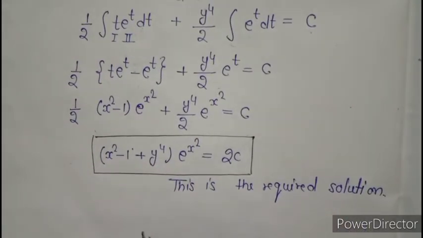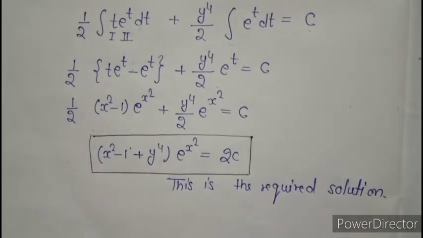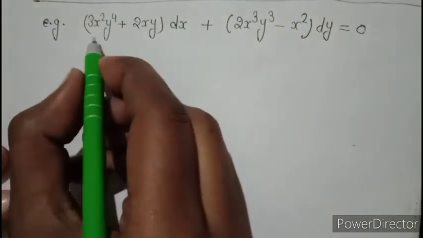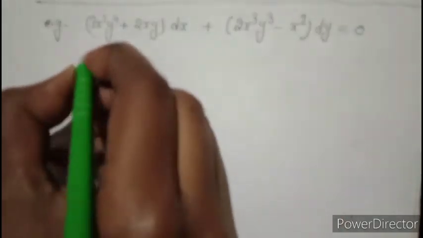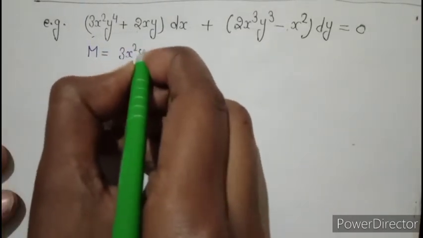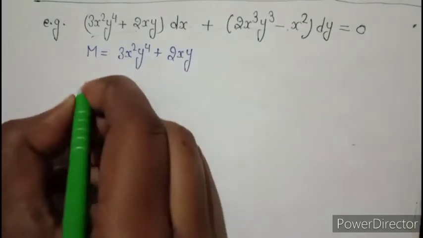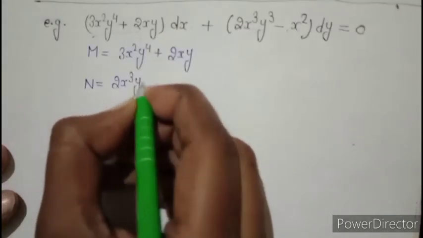Now I am going to take one more example to show how we can apply rule number 4 to any question. So this is our next example. Now you can see the value of M is this and the value of N is this. So I am going to write the value of M, that is equal to 3x square y raised to power 4 plus 2xy, and N is equal to 2x cube y cube minus x square.